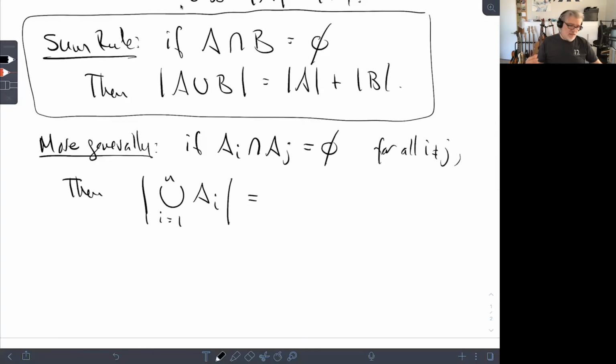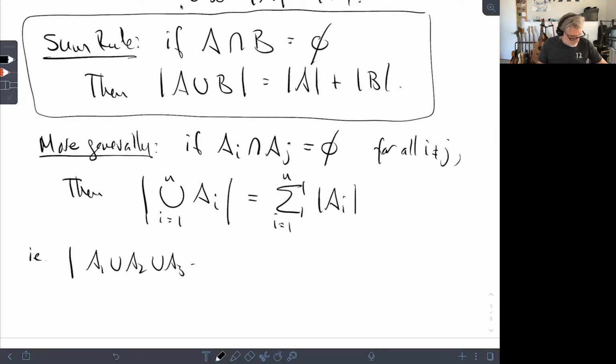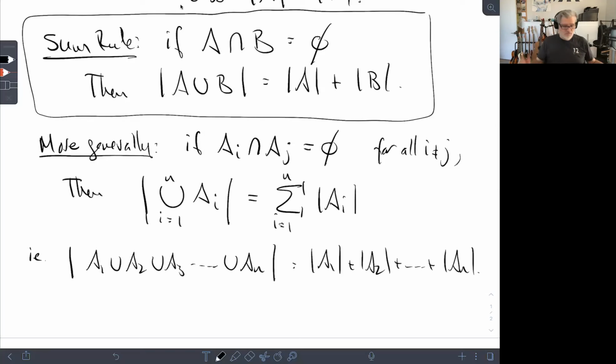So the cardinality of the union of these sets, which have no elements in common at all, is the same as adding the cardinalities of all these sets separately, right? So if you count the union, I'll just rewrite it like that. This is the same as just adding the cardinalities of all the different parts, right? So they're all disjoint. So, okay, this is the general version. So for two sets or n sets, it's the same thing, okay?